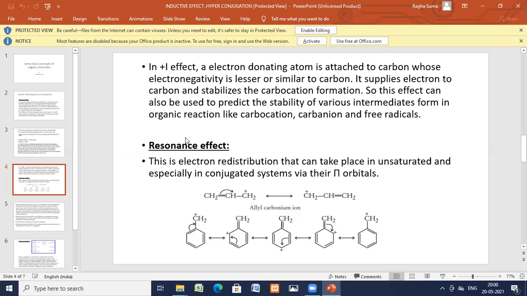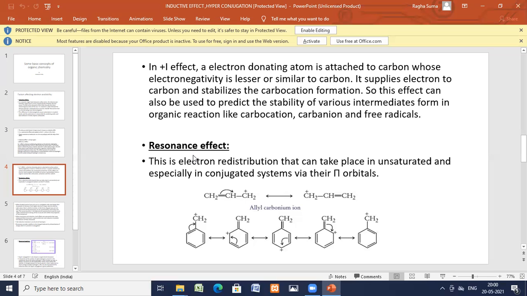Basing on this inductive effect, you can even explain the stability of the carbanions, carbocations, and free radicals. These are all the applications of the inductive effect.